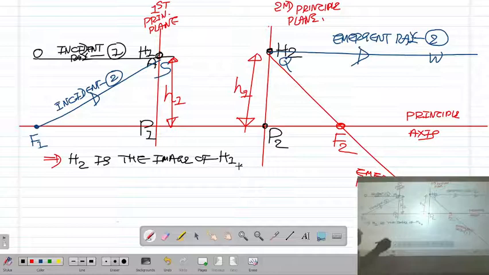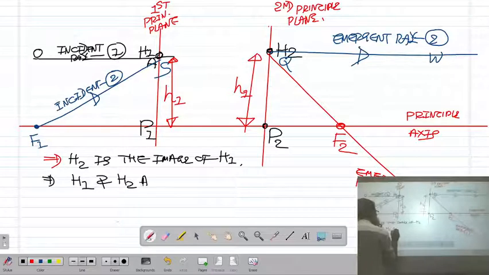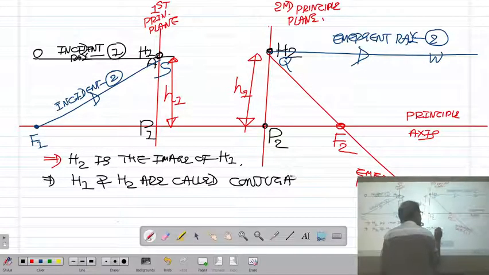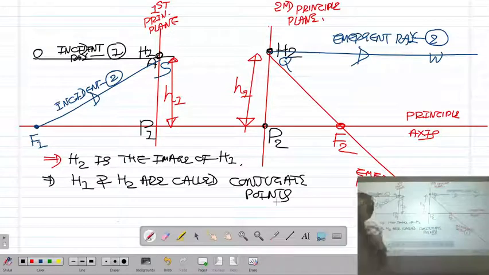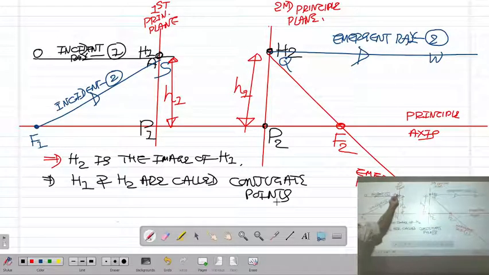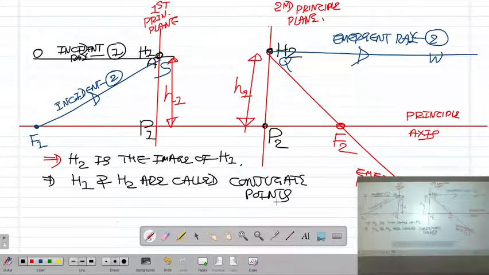So H1 and H2 are called conjugate points, right? If you consider H1 as the object, then H2 is the image of object H1. So H1 and H2 are the conjugate points.